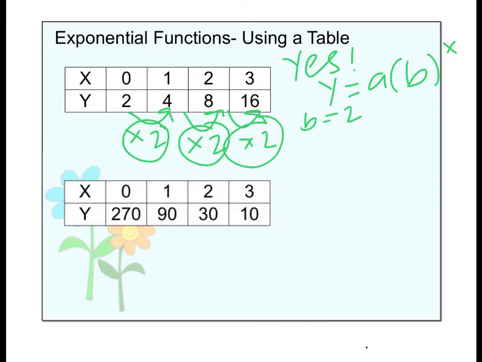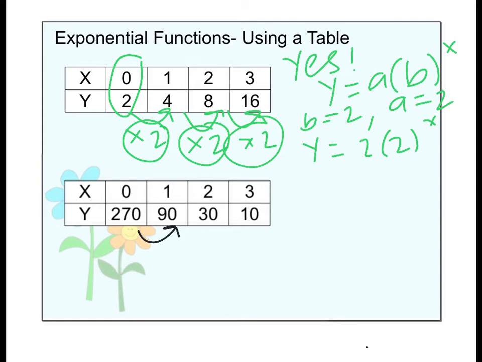Now a is my starting value when x is 0. So here is where x is 0. That means my a value is 2 because that's what y is when x is 0. So my equation would be y is equal to 2 times 2 to the power of x. Let's check out our bottom one.